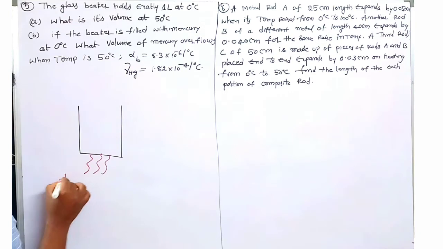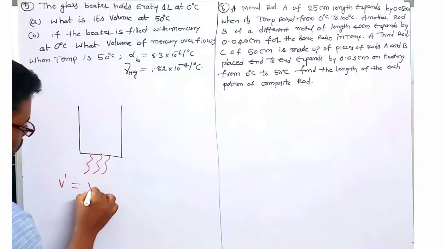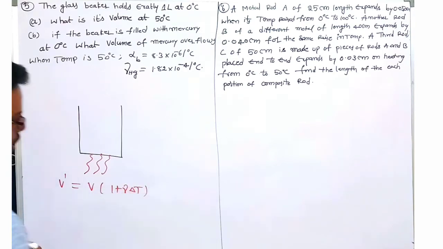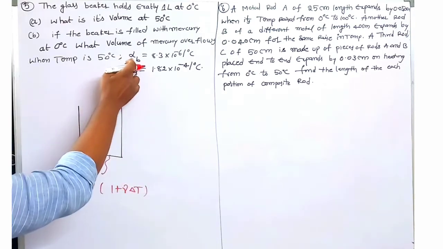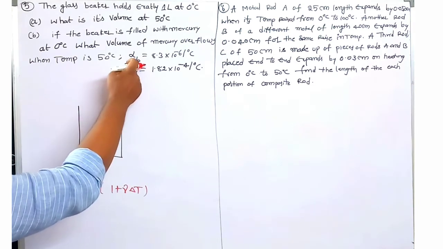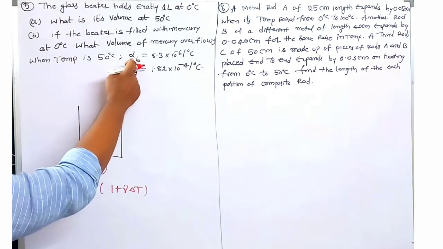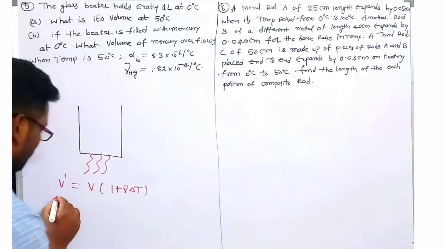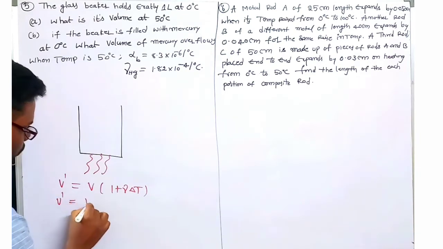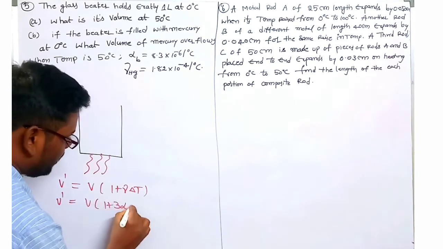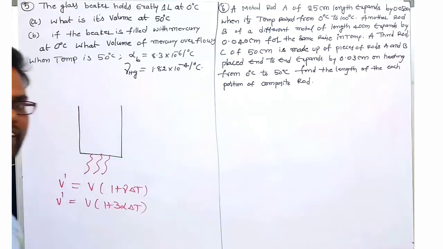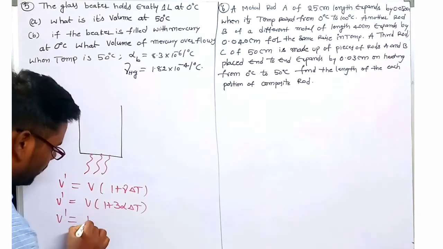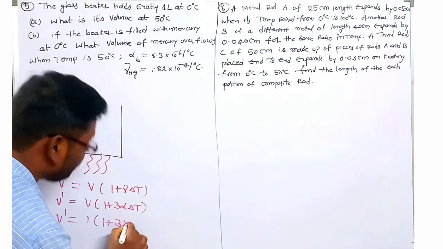So V final, the final volume of the beaker, is equal to the initial volume of the beaker times 1 plus gamma delta T, right? Here the coefficient of thermal expansion for the beaker is given in terms of linear expansion. That means gamma is equal to 3 alpha, isn't it? So now V dash is equal to V into 1 plus 3 alpha delta T, right?